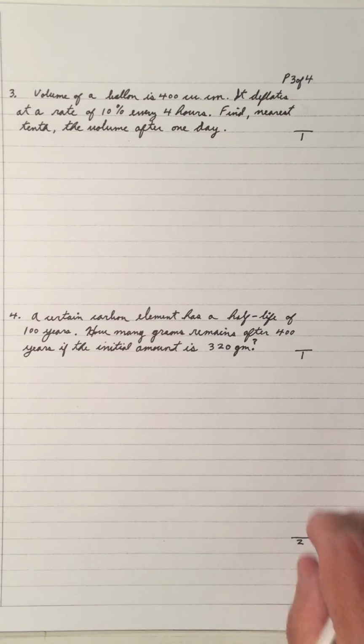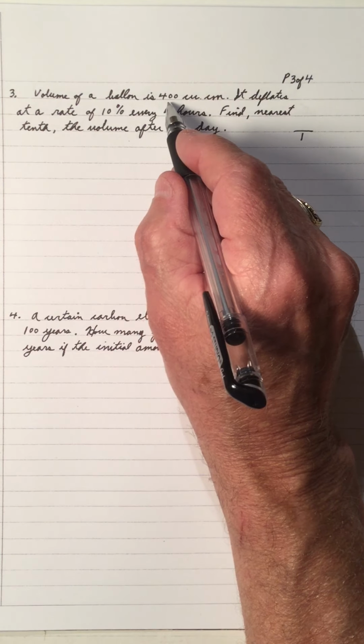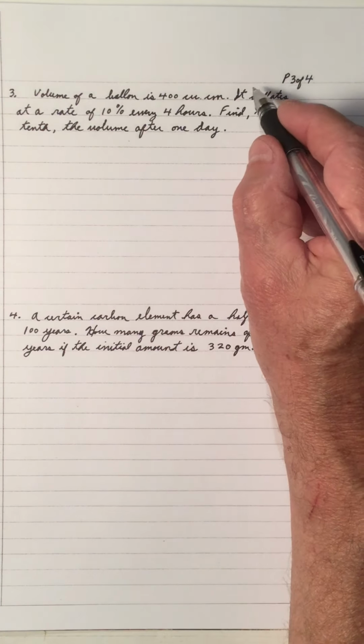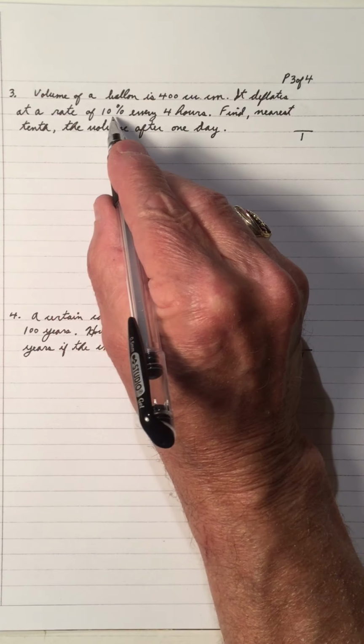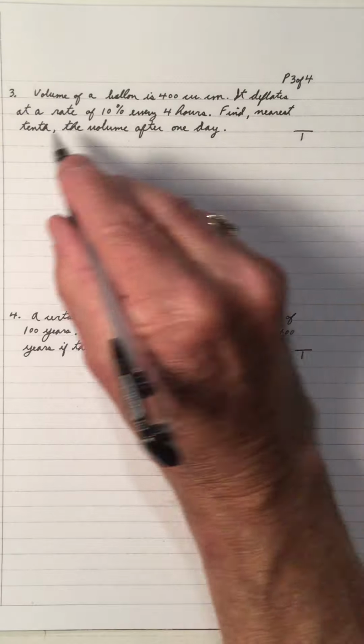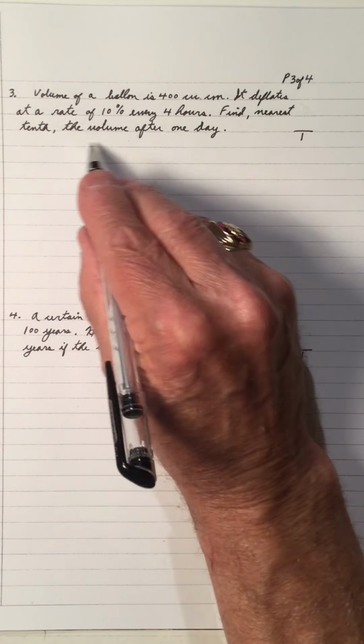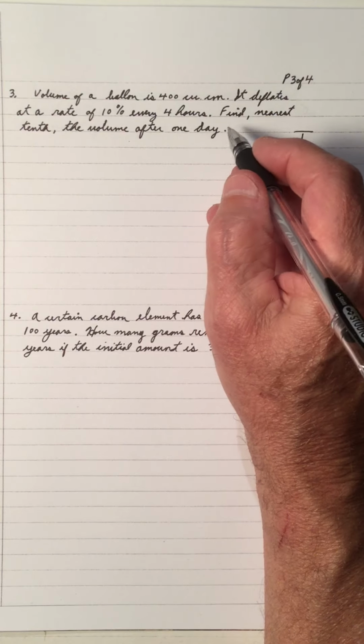Number 3, the volume of a balloon is 400 cubic centimeters. It deflates at a rate of 10% every 4 hours. Find to the nearest tenth of a cubic centimeter the volume after 1 day.